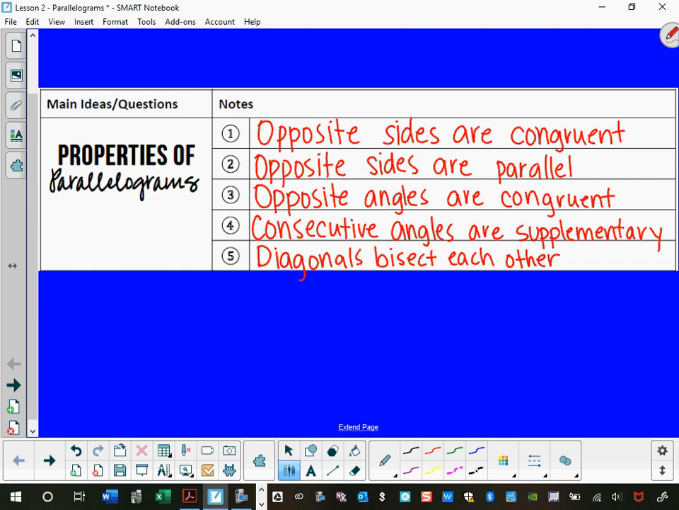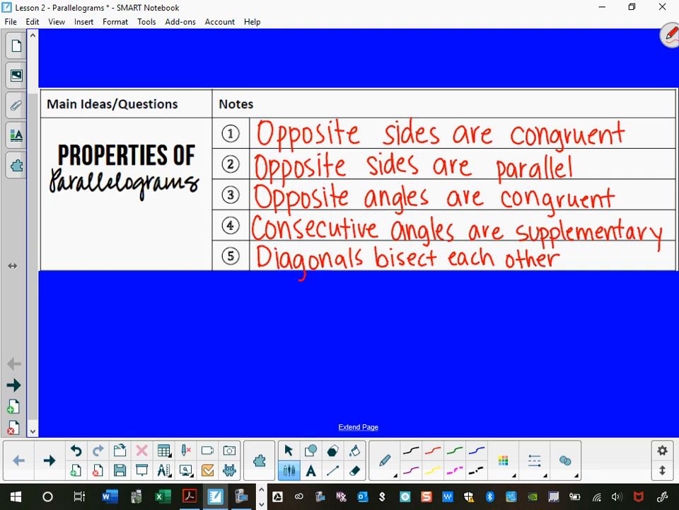All right, do you guys understand? Why don't you write this down? Are you guys understanding what these vocabulary words mean? What does congruent mean? The same, right? Either same angle or same side. Parallel, I've already said, 2 sides that never intersect.